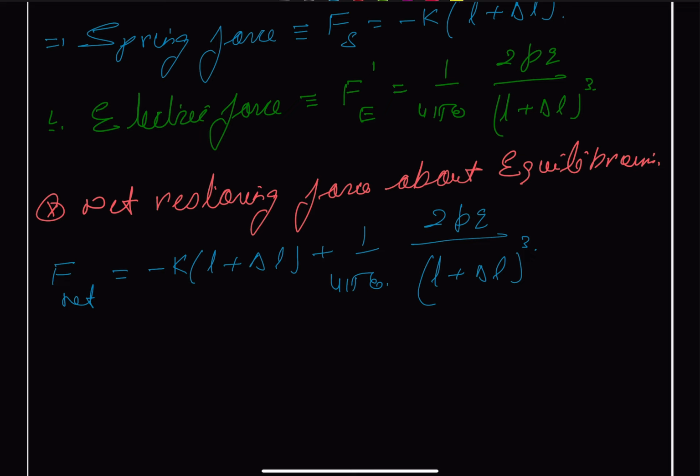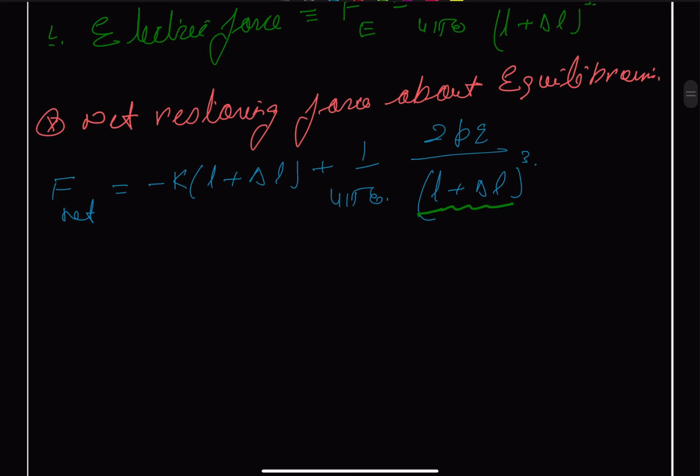And at equilibrium, we can say the two forces should balance out each other. So we can just expand this denominator of (L plus delta L) whole cube. So we can say that 1 upon (L plus delta L) whole cube can be approximately written as, if we take our L as common, 1 upon L cube times (1 minus 3 delta L upon L).